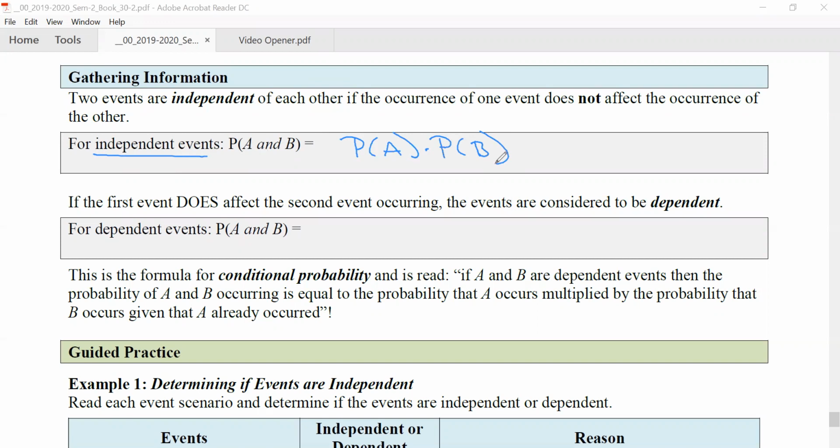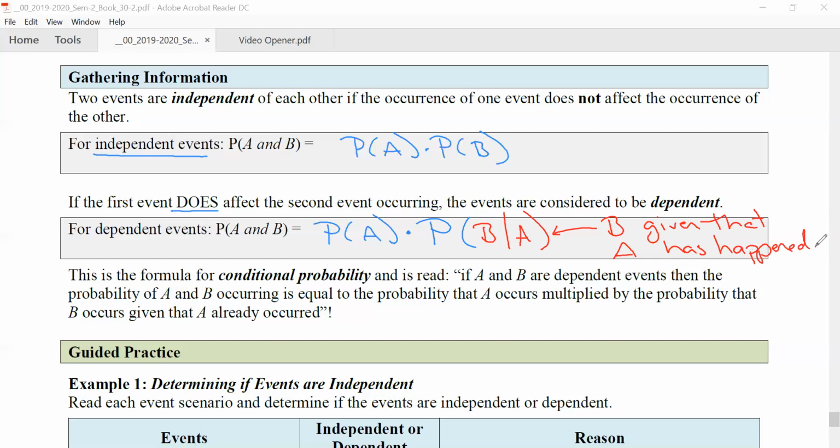If they're dependent events, meaning they do have an effect on each other, I can still multiply these together, but here's where it looks a little different. It's the probability of the first event times the probability of the second event, but this is the probability of the second event, B, given that A has already happened. So this is my second event right here, and what this says is B given that A has happened.